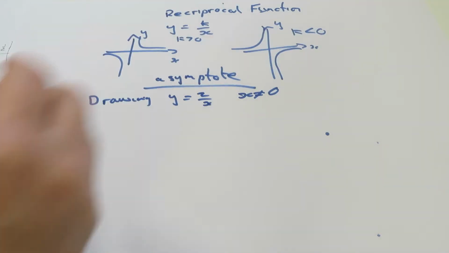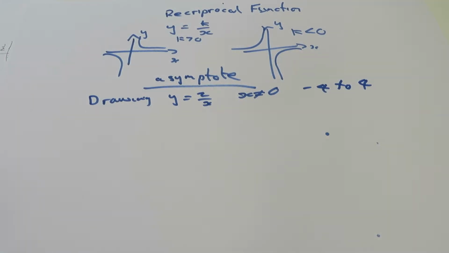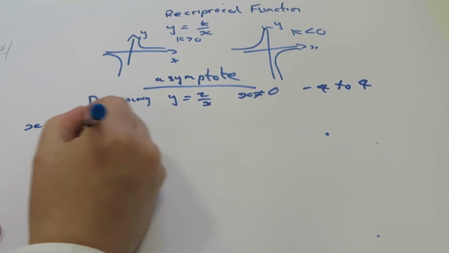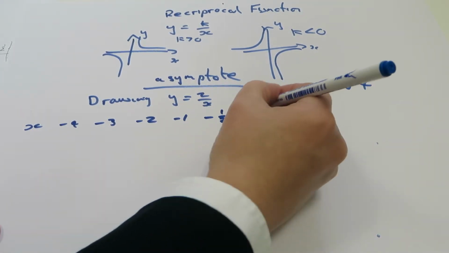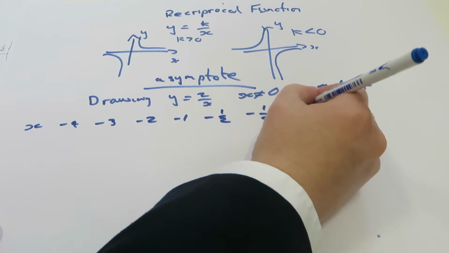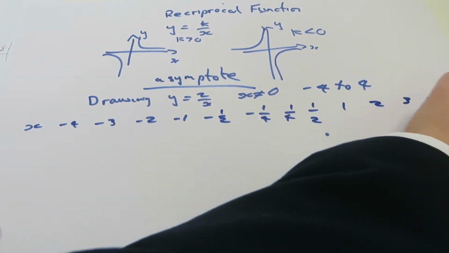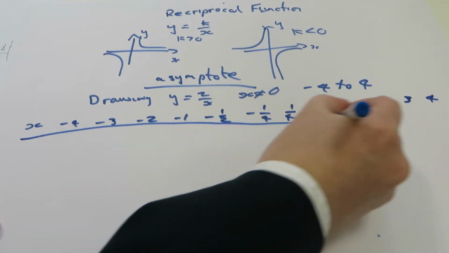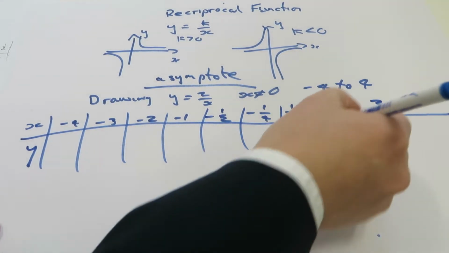So if we have a look then at drawing y equals 2 over x, where x does not equal 0, we're going to look at this from minus 4 to 4. But when you're drawing asymptotes, because they get closer and closer to a line, we're also going to look at the values of a half and a quarter in both positive and negative. So our x values are minus 4, minus 3, minus 2, minus 1, minus a half, minus a quarter, not 0 note, a quarter, a half, 1, 2, 3 and 4. And then we look to find our y values for each of those values.